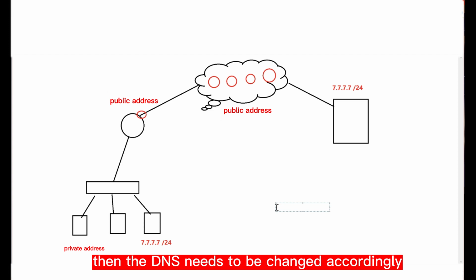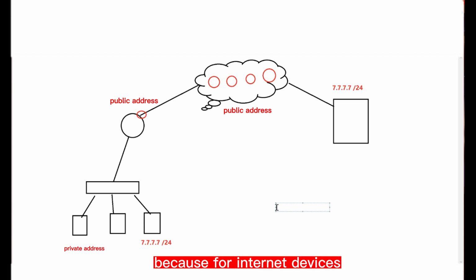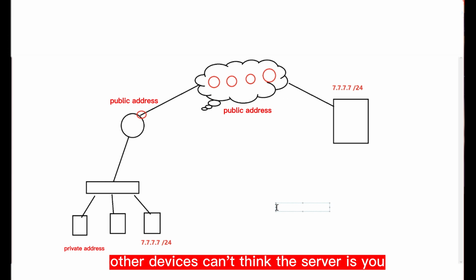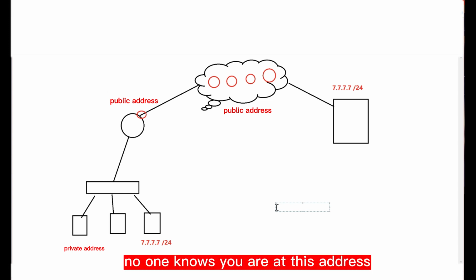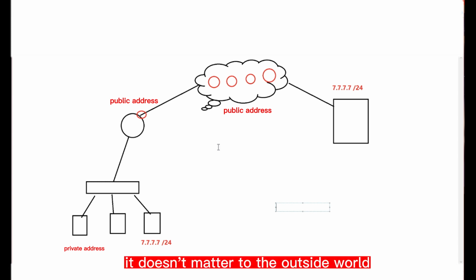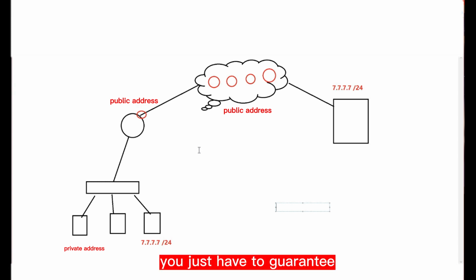Then the DNS needs to be changed accordingly. Because for internet devices, first, make sure other devices can't think the server is you. Second, for external devices, except within your internal network, no one knows you are at this address. So can you configure this? It doesn't matter to the outside world. You just have to guarantee there is no internal conflict, because to the outside world this is internal and no one cares who this is.